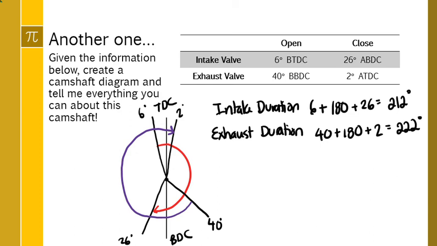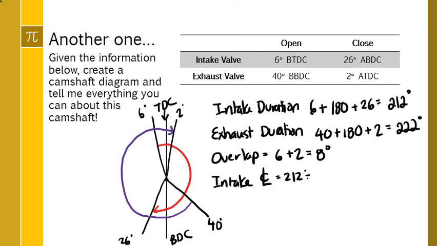Valve overlap, 2 lines in this little slice of pie, which means for 8 degrees, 6 plus 2 of crank rotation, we had both valves open. Intake center line, 212 divided by 2 equals 106. We need to pull it back that 6 degrees so it lines up relative to our diagram. So we minus 6 and we go 100 degrees relative to top dead center, which is after top dead center.